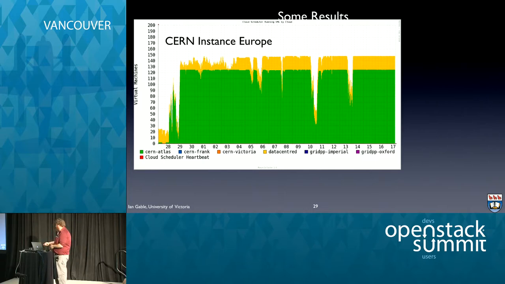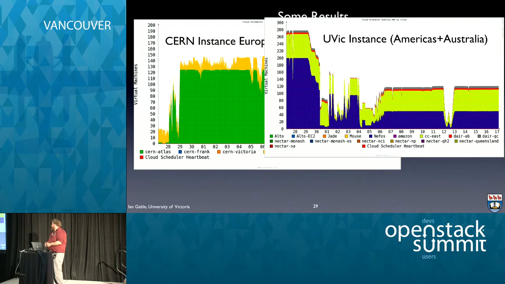The bottom axis here is days of the month ending on the 17th of May, which was the Sunday before I flew here. So the UVic instance is showing a little bit more interesting activity. Here we had another group request a bunch of resources.